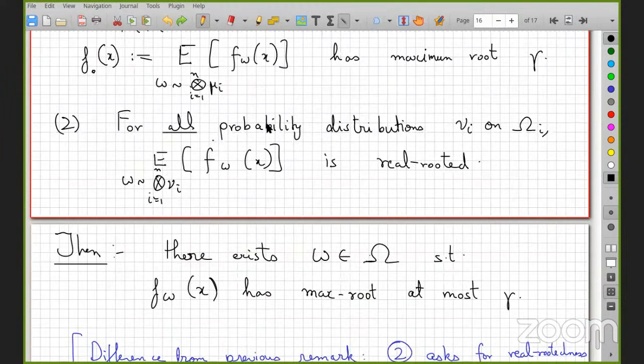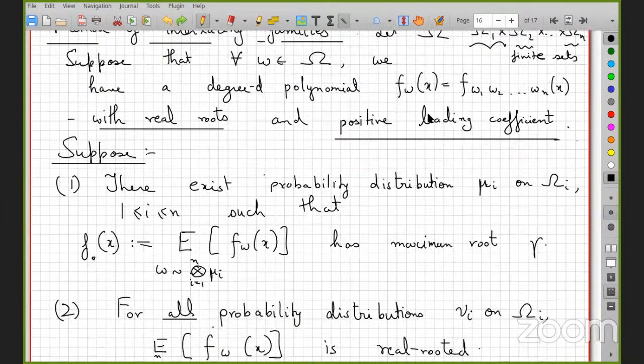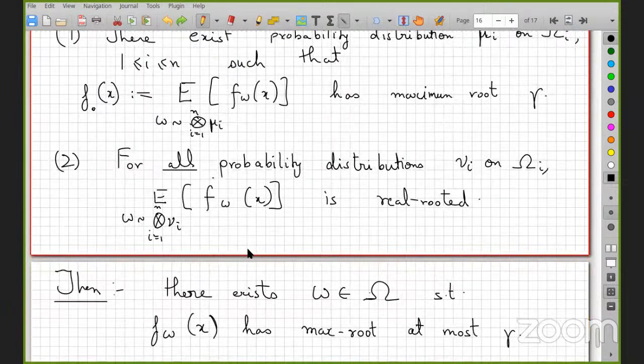But before that, let me say what it would be in our setting. In our setting, these omega i are just binary, 0 or 1, and the nu is a uniform distribution. These f of omega will be, if you remember this matrix A_S, the characteristic polynomials of those A_S. And this f0(x) will be the matching polynomial. So we will have to prove that under every averaging of those characteristic polynomials, you're still fine.